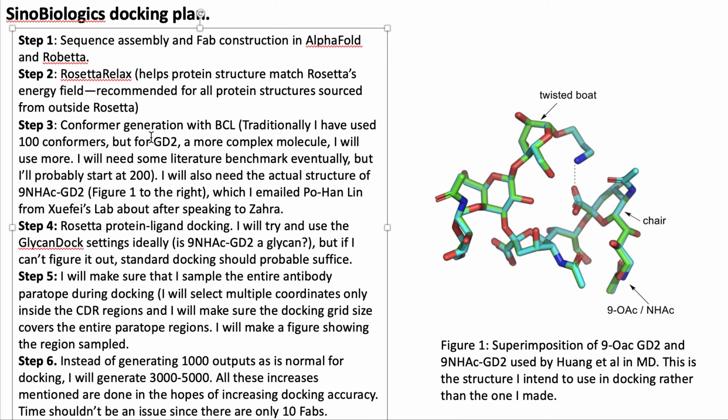First and foremost, I'm going to need the actual NHAC GD2 structure, or it might be 9 NHAC GD2 and a 9 OAC GD2. I'm probably going to end up docking both of them.